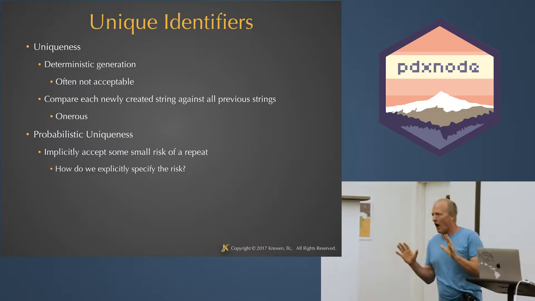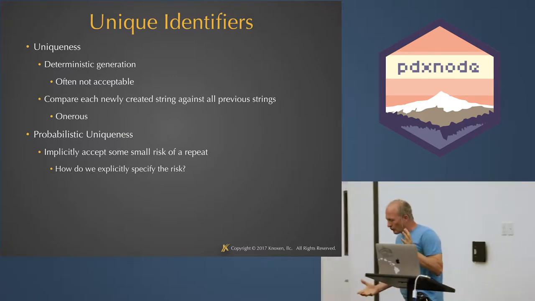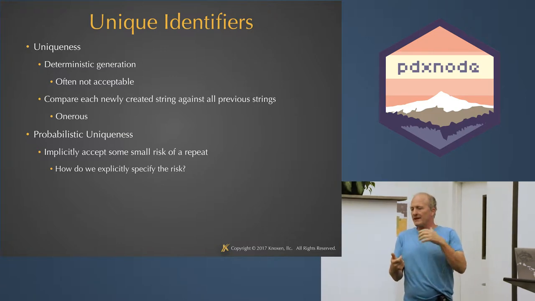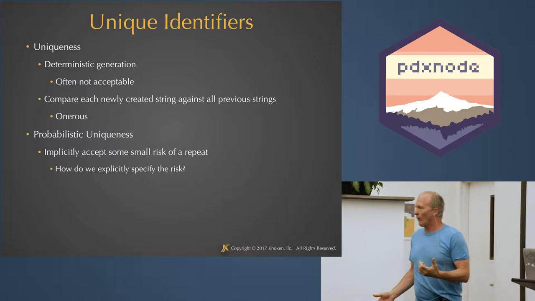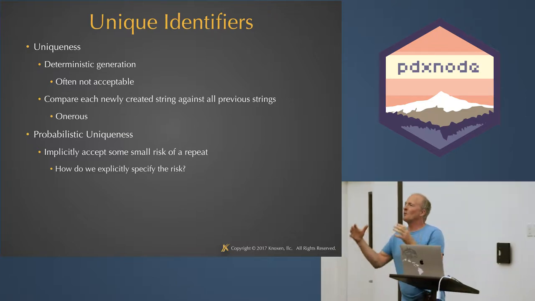So it's not good for a lot of different solutions. The other way you could do it is say, okay, I will generate random strings, but each time I generate one, I'll just keep it, and then each time I generate another one, I'll compare it to all the ones I generated before. Again, onerous, not really a good idea. So what do we really do?